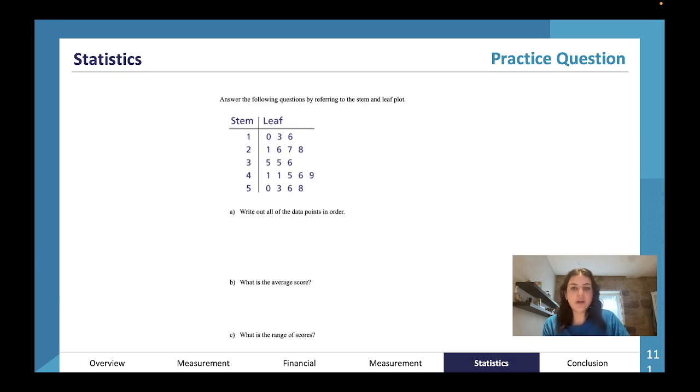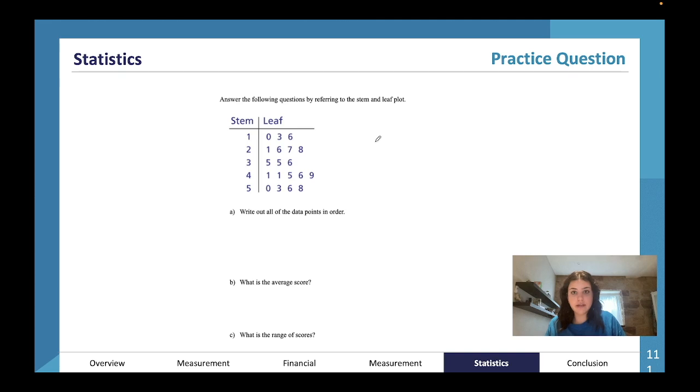All right, answer the following questions by referring to the stem and leaf plot. Write out all the data points in order. Now, this is a little bit tricky to do with a mouse, so I'm going to put it on the next slide when we have the answer. So let's have a look. What is the average score? To do this, we need to add all of the scores together and then divide by the number of scores.